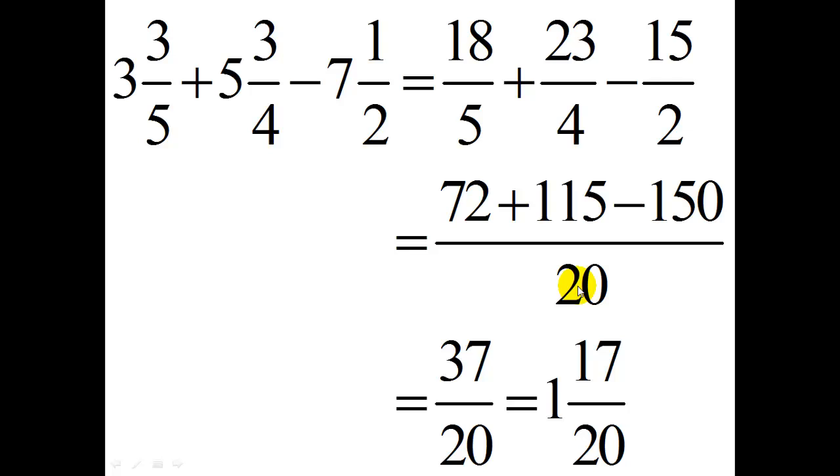5 goes into 20 4 times, and 4 times the numerator 18 will give us 72. So plus, now 4 goes into 20 5 times, and 5 times the numerator 23 will give us 115. Minus, 2 goes into 20 10 times, and 10 times 15 will give us 150. Now 72 plus 115 minus 150 is equal to 37. Don't forget, it's divided by the denominator 20. So you have 37 divided by 20, and the mixed fraction is equal to 1 whole number 17 over 20.